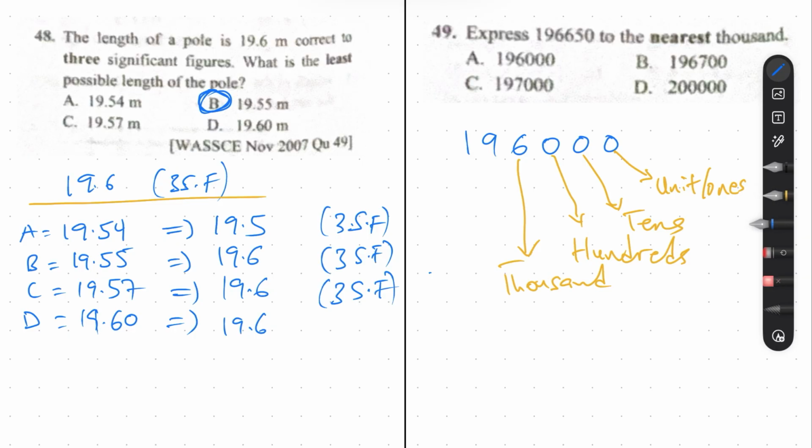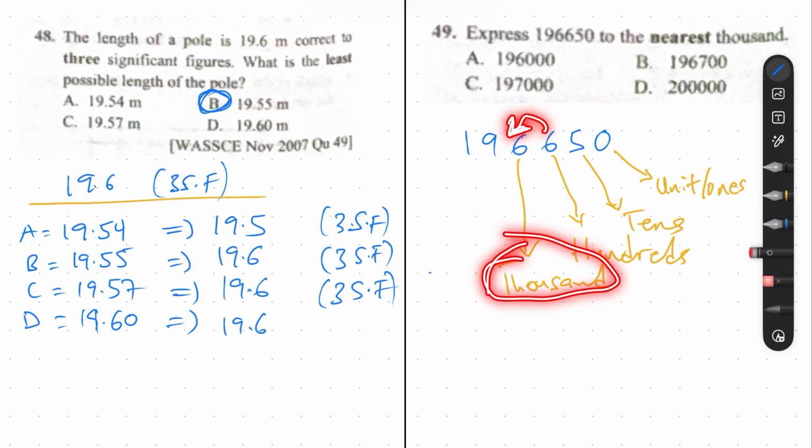Oh, I didn't write the number properly. It is 196,650. So let me clean it. 650, right? So the question says to the nearest thousand. So we need to round from here to here, because here is the 1,000. This value here is 6, which is greater than 5, right? So we need to round here, so here becomes 7, right?